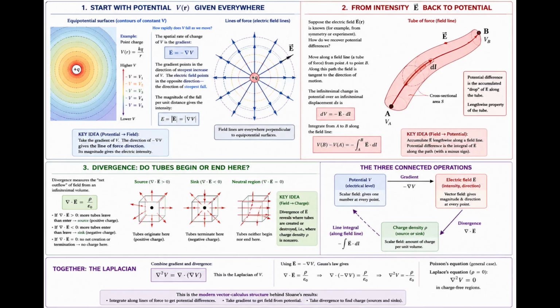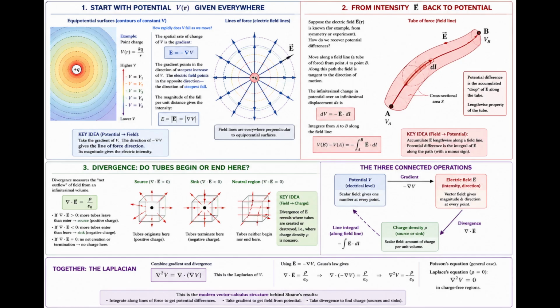The upper right picture then performs the journey in reverse. Here we are no longer starting with potential. We imagine that we already know the electric intensity. The picture shows a tube of force running from point A to point B. The electric intensity lies lengthwise along the tube. Now imagine traveling along it. Over every tiny piece of the journey, there is a certain electric intensity acting through a certain tiny distance. We accumulate all those tiny contributions from A to B. That accumulation is an integral along the line, and it gives the potential difference between A and B.